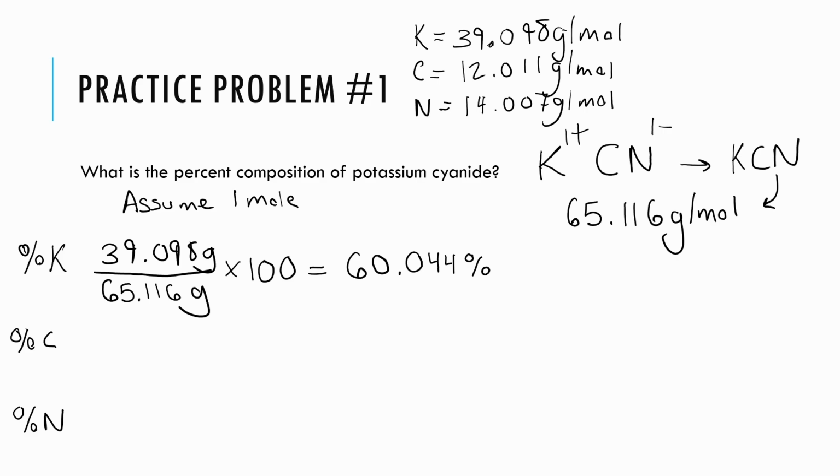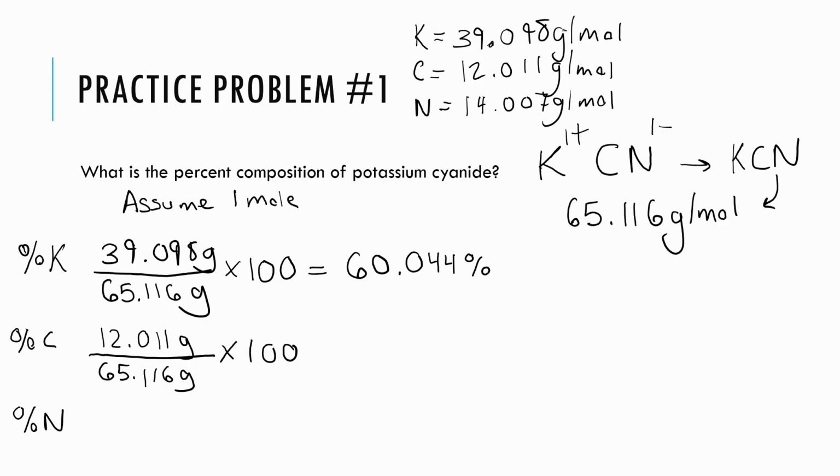For potassium cyanide, 60.044% of it by mass is potassium. We're going to do the same thing for carbon. The number on the bottom stays the same because this is the mass of the potassium cyanide. But on top, we need to now change this so that it's the mass of 1 mole of carbon.